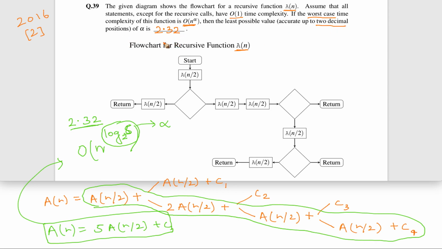Even if I have seen the official GATE answers, if you write simply 2.3, then also you will be awarded full marks, but the exact answer up to 2 decimals is 2.32. That is the answer.